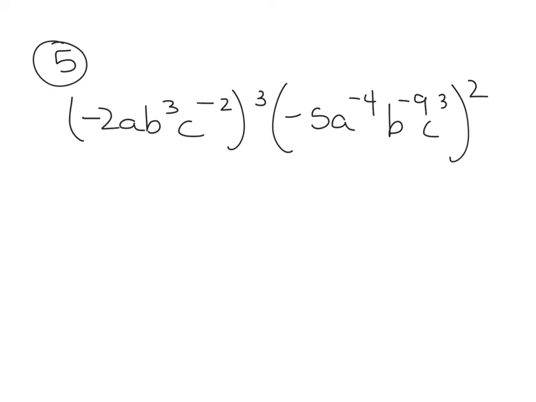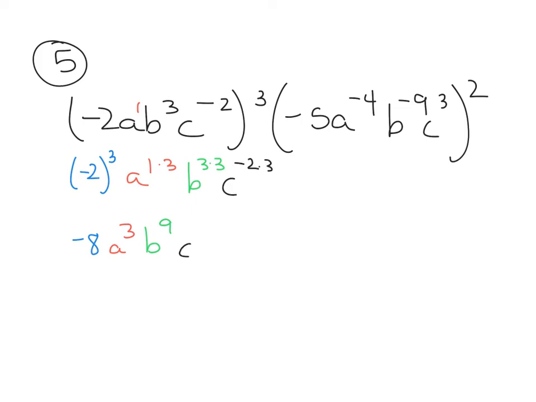So negative 2 to the third, okay? I'm not going to really do anything with that yet. Now, if you really want to, you could go ahead and make that negative 8. All right, so this a has a 1 on it. So a to the 1 times 3 gives me a to the third. Now I'm ready for the b in the first parenthesis. So b to the third times third, that's b to the 9th. And then if I look at my c, I have c to the negative 2 times 3. I've got c to the negative 6.